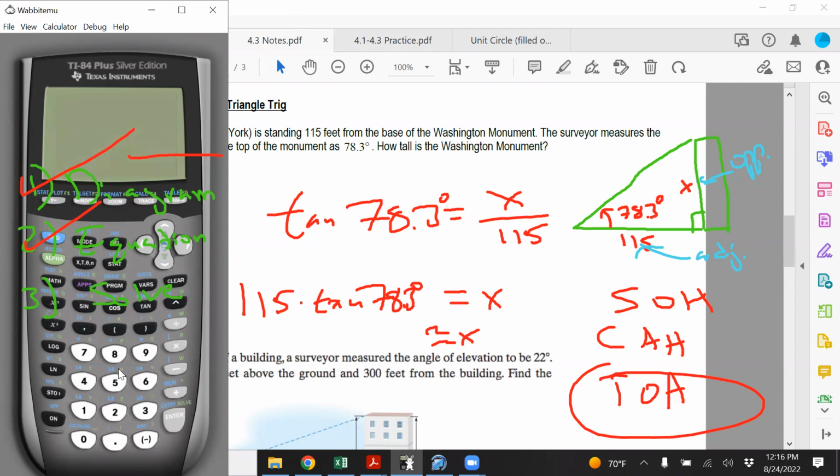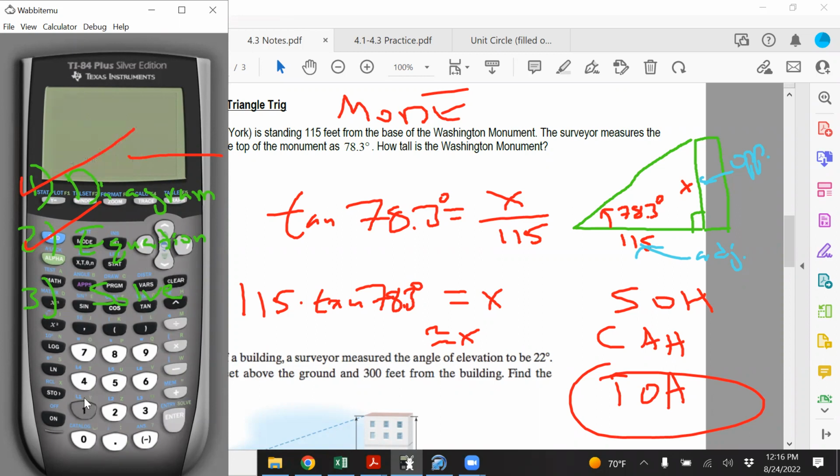What's the right mode? How do I change it? This is our angle, right? And we see the degree symbol, hence I need to be in degrees. If I see a degree symbol, be in degrees. Great question, you go to mode, and you go down and you switch over to degrees. To switch over, just select it and hit enter.